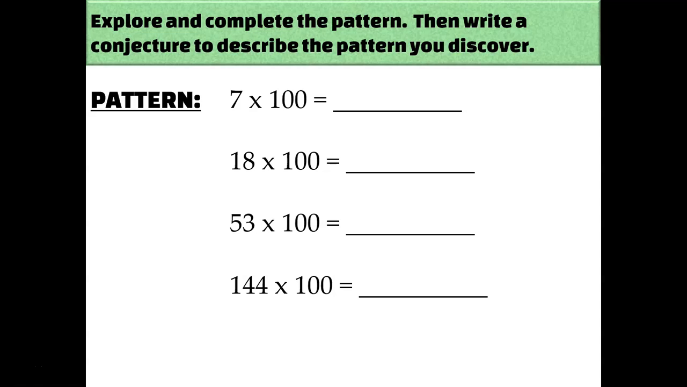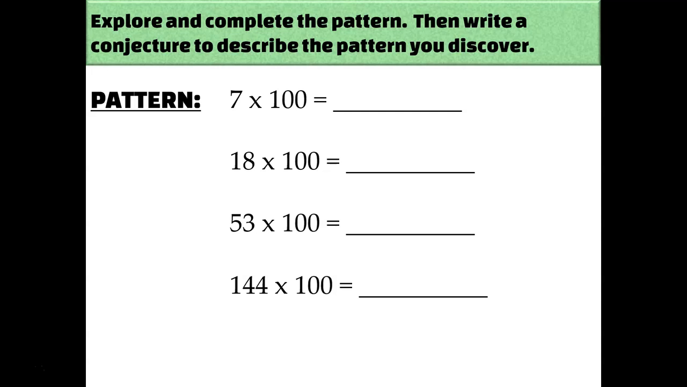Play around with this pattern and write a conjecture for it. And once you've written your conjecture, look it over. Play around with the pattern some more and see if you can break your conjecture. See if you can provide a counterexample. And if you can, go back to your conjecture and rewrite it to make it more specific so that you can't provide a counterexample. Pause the video and try it now.